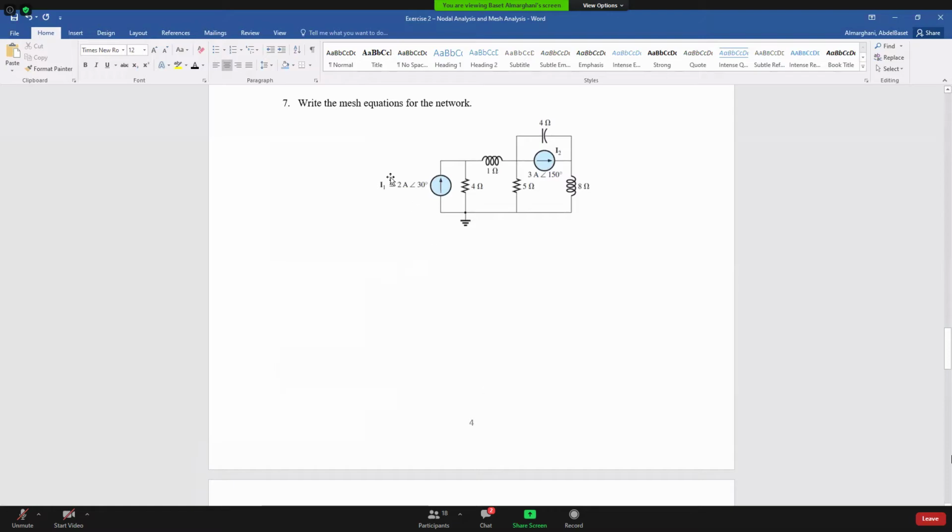So the question says, write the mesh equations. Now you have to know how many meshes we have here. This is 1. This is 2. This is a 3. And this is 4.